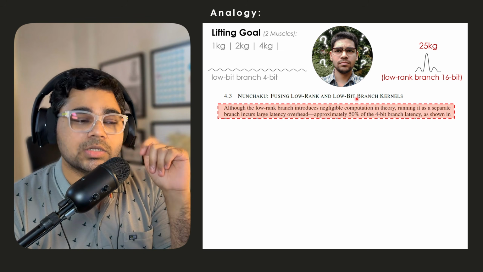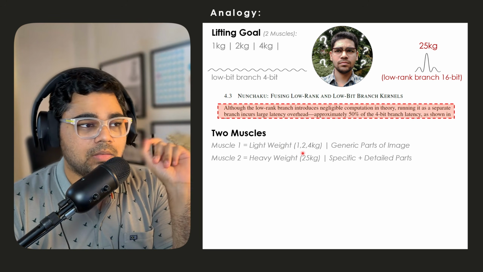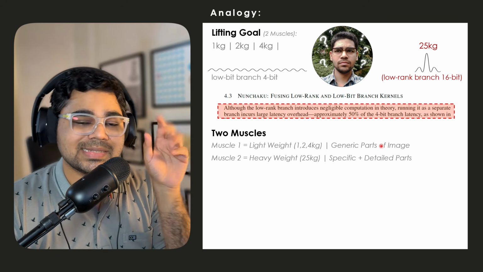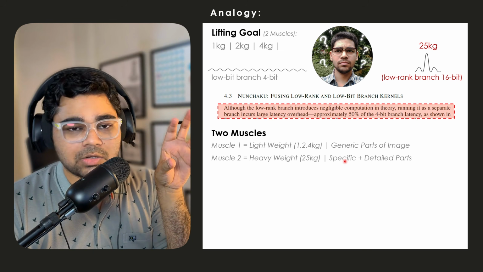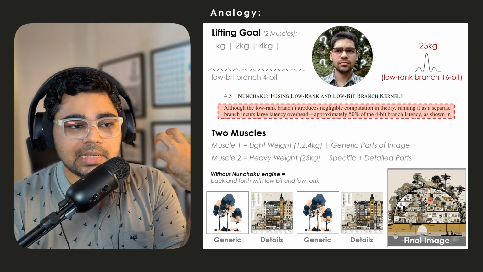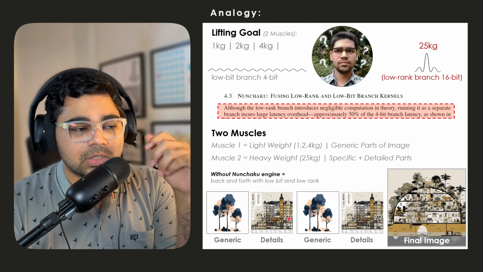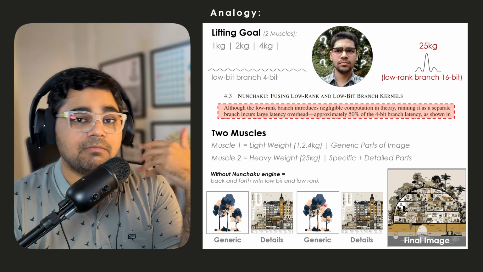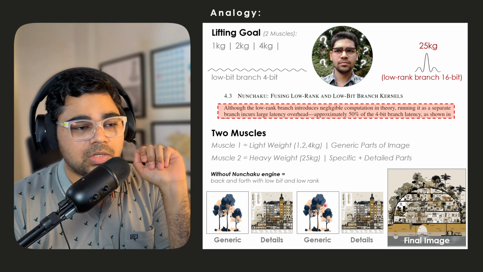Okay, now let's go further. So basically what's happening is now I have two muscles, one that is trained for lightweight 1 to 4 kgs and one that is trained for heavyweight, around 25 kgs. So you can imagine the lightweight as the generic parts of the images and the heavyweight as the specific or detailed parts of the images. For instance, let's say I want to create a super highly detailed image, but I have two parts. One is the generic and one is the detailed part. So without the Nunchaku model, there is going to be constant back and forth, so the generation time will increase constantly. So what they're saying is that we need to fuse this, and that is done using the Nunchaku model.